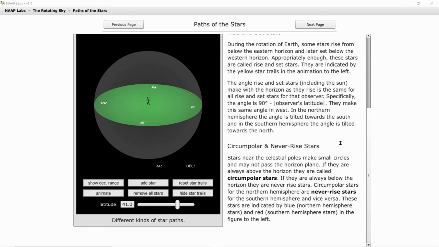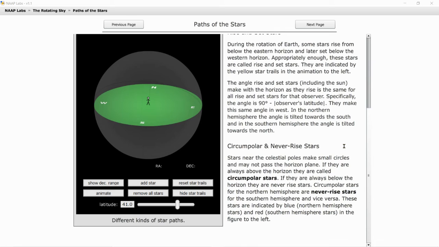Circumpolar and never rise stars. Circumpolar means it's a star you see all the time, like the North Star. It's always there for us, okay? And then there are stars that we never see that are in the southern hemisphere. Stars near the celestial poles, that's the celestial North Pole and celestial South Pole.